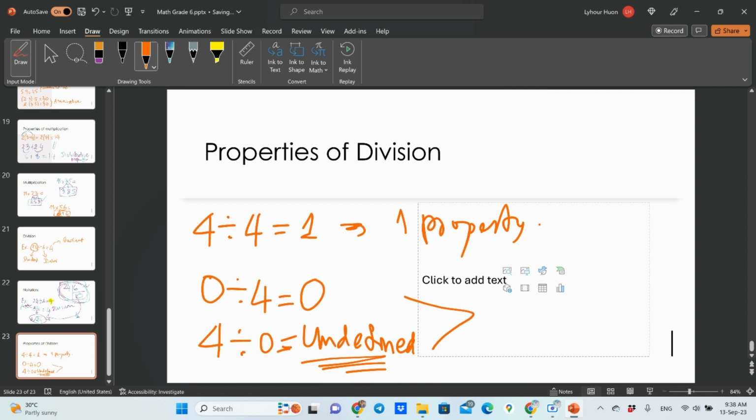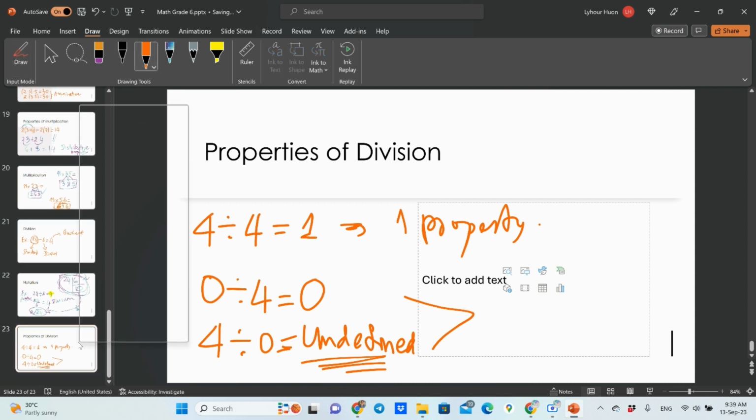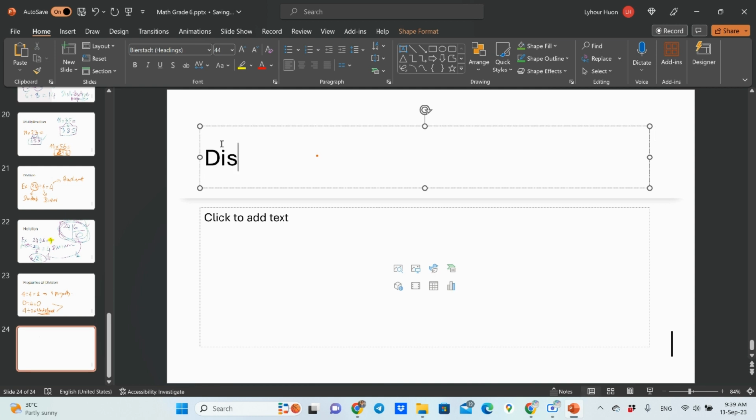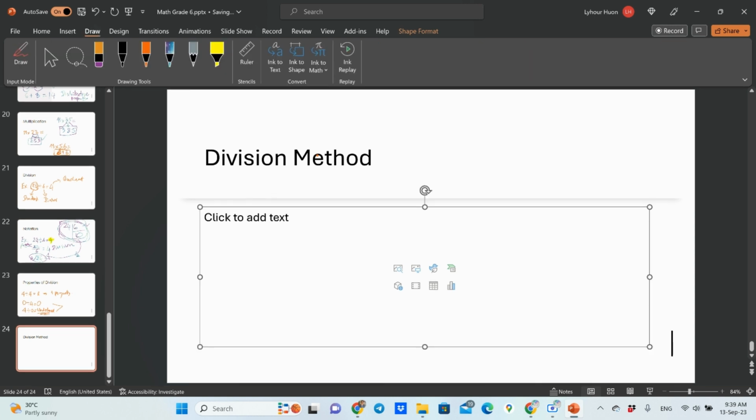Okay, so now, methods of division. This slide is about division methods. For example, we have, let's update here.